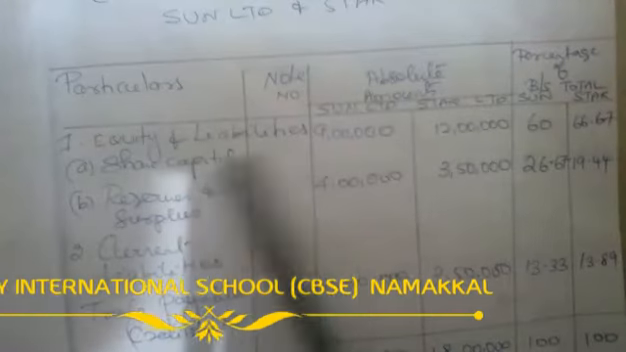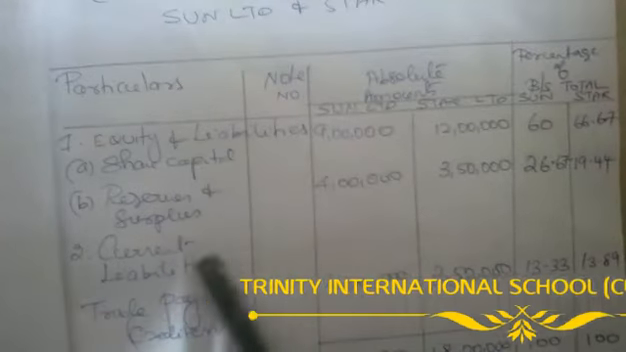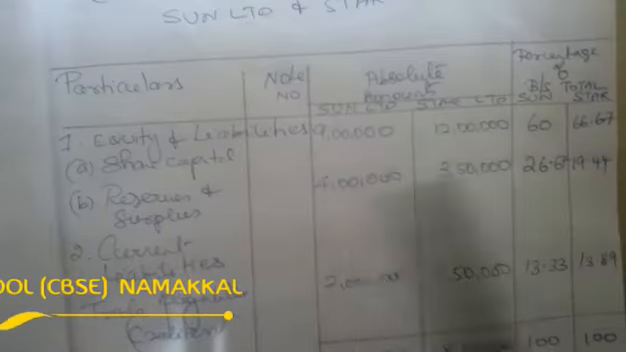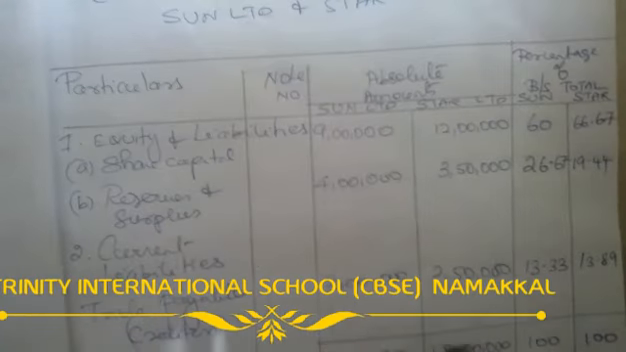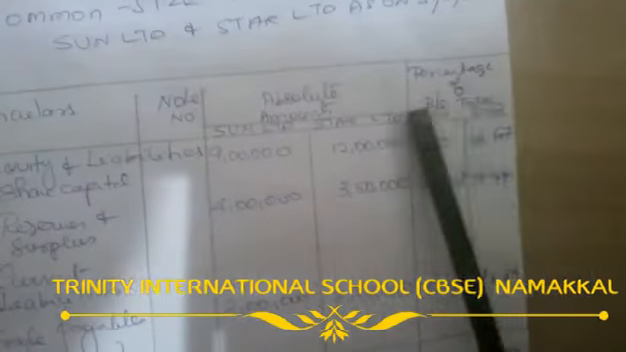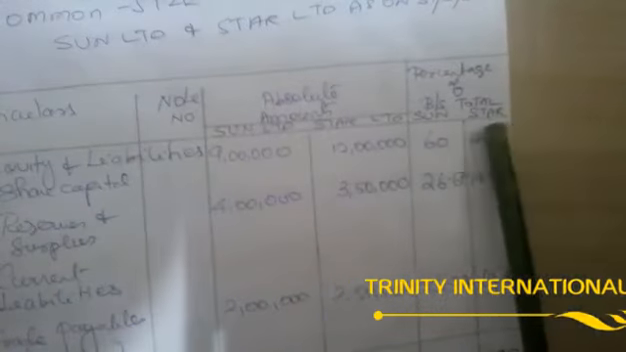Okay. So first we have to write as it is, classified as particulars, equity and liabilities, share capital, reserves and surplus, current liabilities, trade payables. So 9 lakhs, 12 lakhs, 4 lakhs, 3 lakh 50, 2 lakh, 2 lakh 50. In the same manner, we consider the absolute amount, Sun Limited, Star Limited. Then we make one more heading, percentage of balance sheet total, Sun Limited, Star Limited.